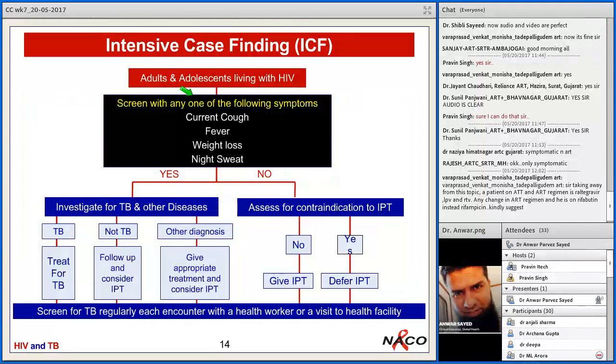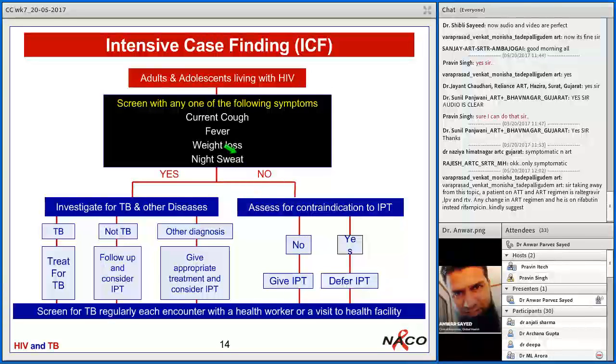So in any of these scenarios, if any symptom is positive, we label this case as 4S positive. We investigate for TB, and if there is TB, then we start with TB treatment. If there is no TB, we follow up and consider for IPT. I'll come back to IPT again. If there are other diagnoses that need to be considered, appropriate treatment is given, and IPT is started.